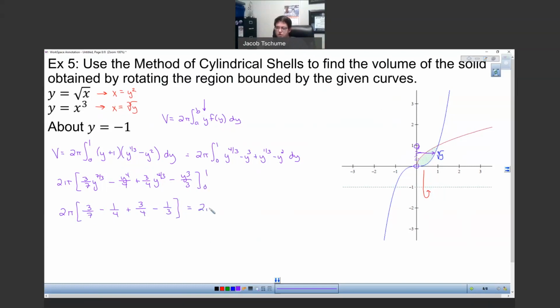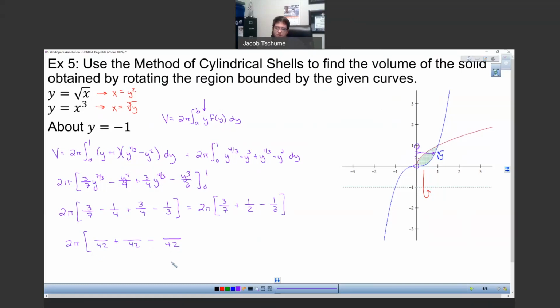You can put your 1/4 terms together. So this would be 2 pi times 3/7. Negative 1/4 plus 3/4 is 2/4, which is just a half. And you're going to subtract a third. We need to find common denominators, so 7, 2, and 3. The common denominator there would be 42.